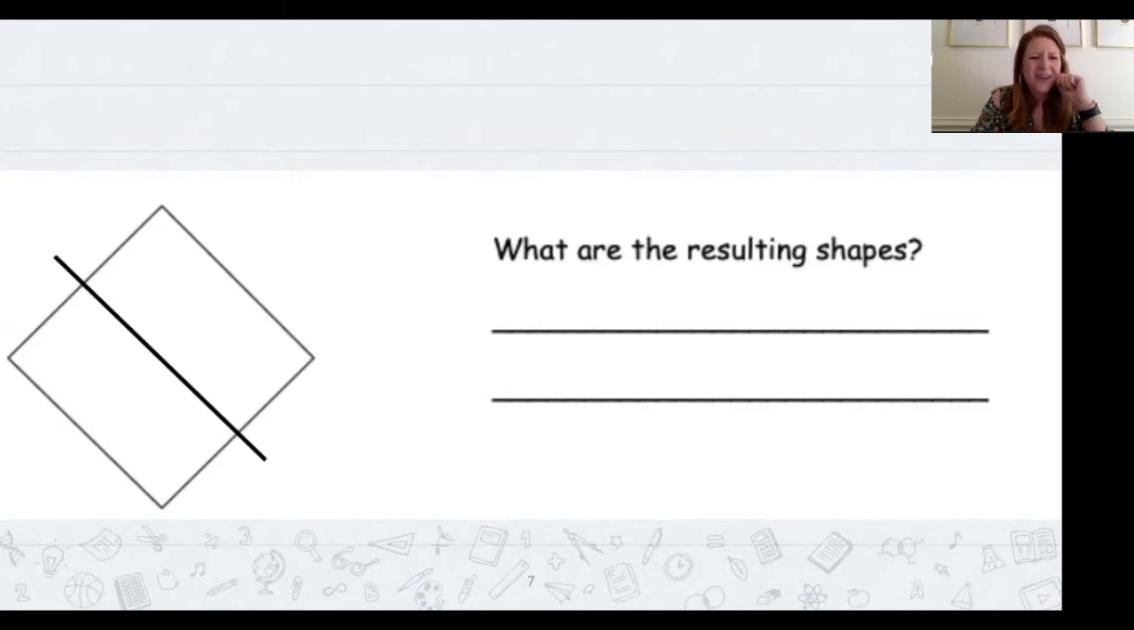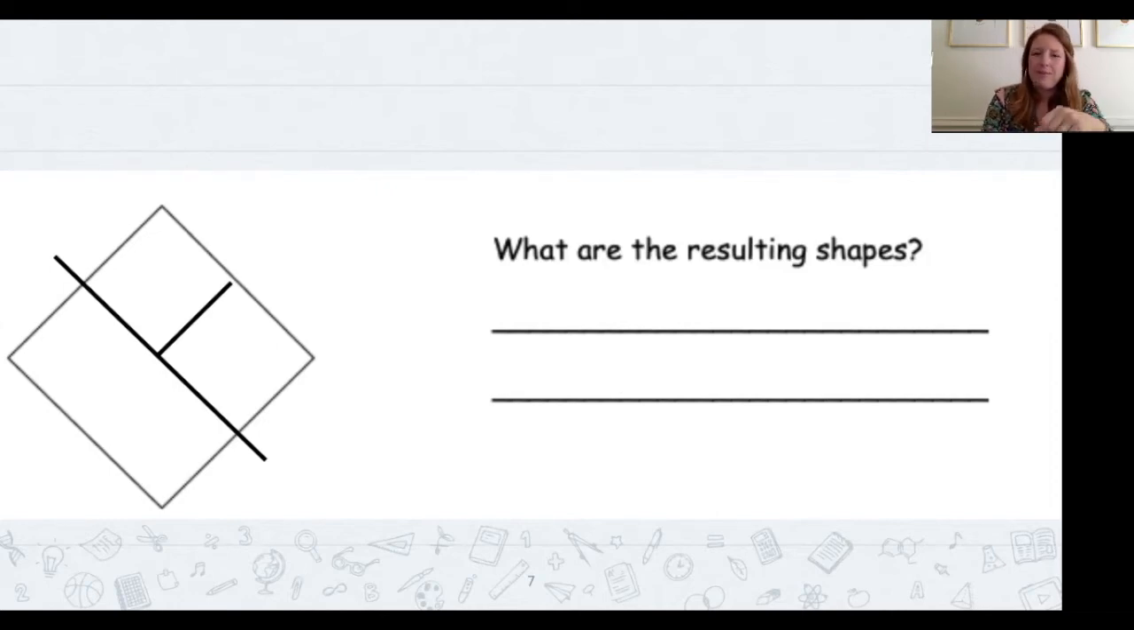But I didn't want to stop there. I was like, you know what? I think I can subdivide this even more. So I drew another straight line. Now what do you see? Now I started with one quadrilateral. Now I see three quadrilaterals. I have a rectangle and two squares.